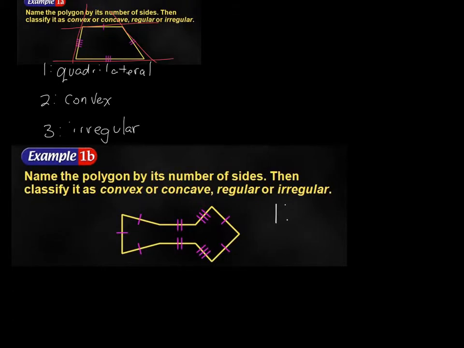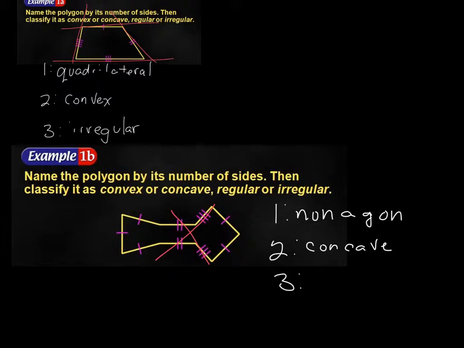Okay, name the polygon by its number of sides. 1, 2, 3, 4, 5, 6, 7, 8, 9. 9 sides. Looking at the table, it is a nonagon. Then the sides, I do get some that go through the interior, so it's going to be concave. And the sides are not all the same length, and the angles are definitely not the same, so it is definitely irregular. So again, 3 parts to one question, but they went pretty quickly.